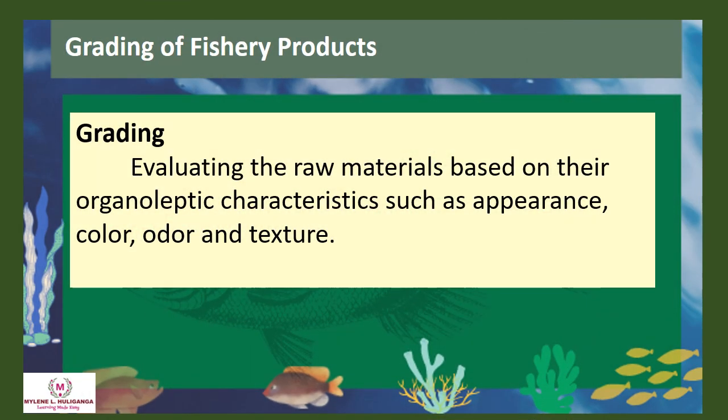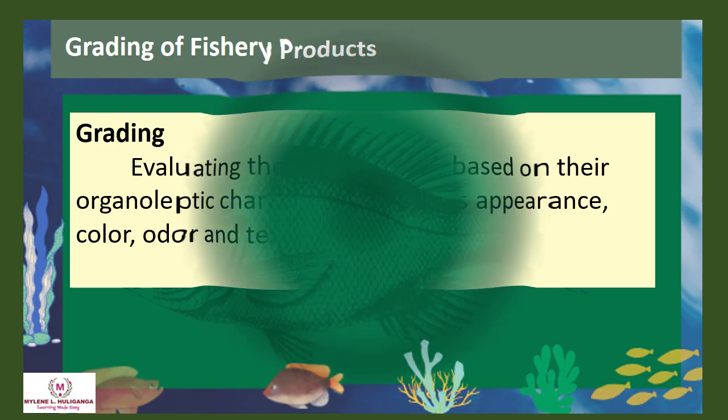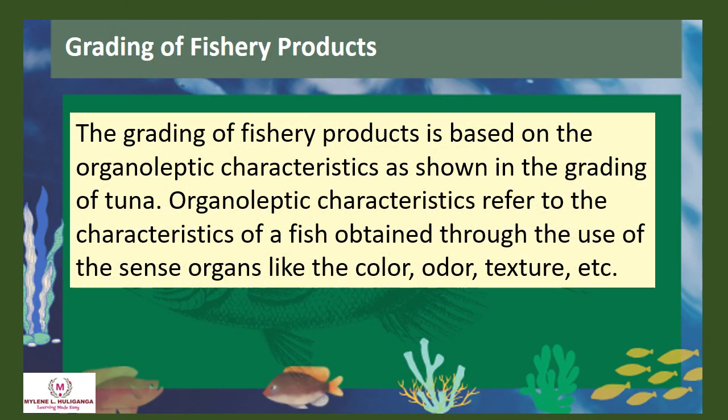Grading of fishery products. Grading is evaluating the raw materials based on their organoleptic characteristics such as appearance, color, odor, and texture. The grading of fishery products is based on the organoleptic characteristics as shown in the grading of tuna. Organoleptic characteristics refers to the characteristics of a fish obtained through the use of the sense organs like color, odor, or texture.